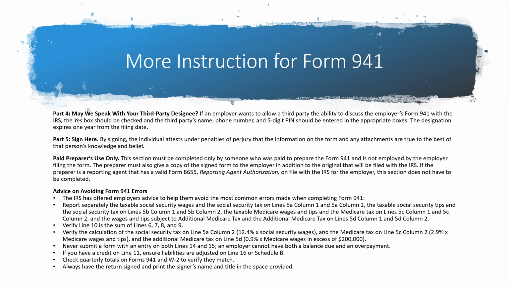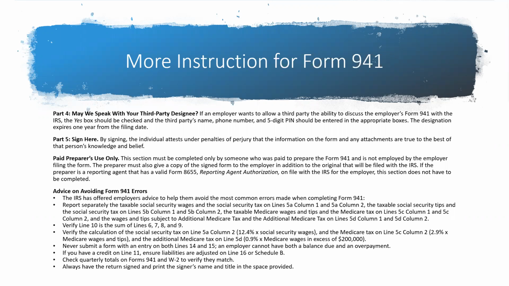And then that designation expires 1 year from the filing date. So that person is only allowed to talk to the IRS about that return for the next year, and then it automatically expires. Part 5 is the signature. So you want to make sure that you have someone authorized to sign the forms. Hint, hint, hint. If they're not an important part of the company that has decision-making capabilities or officer status, then they're not going to be able to sign the return unless there's a Form 8655 or something like that in place. So just be a little careful of that.